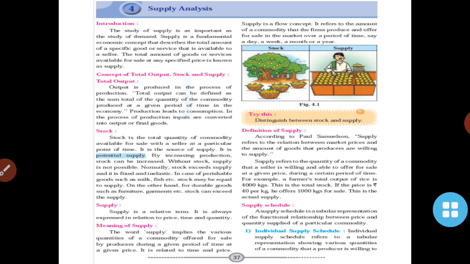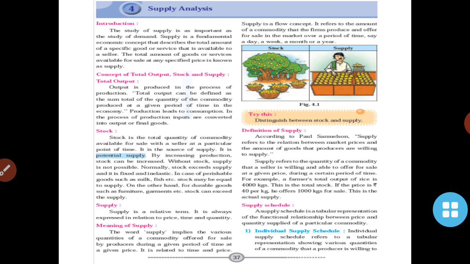Now here the meaning of stock is given. Stock is the total quantity of a commodity available for sale with the seller at a particular point of time. It means whichever material the company is having, or the seller is having in his shop, the total amount of things and material which he has at his site. By increasing production, stock can be increased. Without stock, supply is not possible.